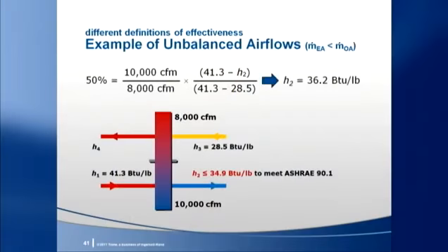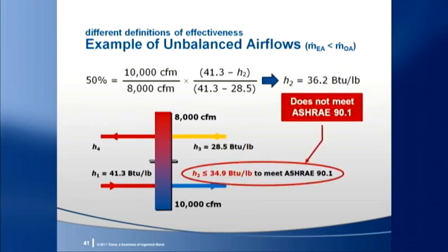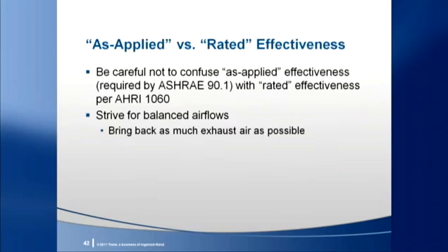Here's an example with unbalanced exhaust and outdoor airflow. A device that achieves a certified effectiveness of 50% does not meet the 90.1 requirement of a 50% enthalpy reduction because of the unbalanced airflows. A device with more surface area would be required. Don't confuse the applied effectiveness required by standard 90.1 with rated effectiveness, which is certified performance by AHRI 1060. An air-to-air heat exchanger with unbalanced airflows requires more surface area to meet the as-applied effectiveness required by 90.1.